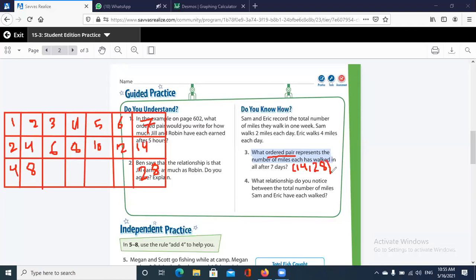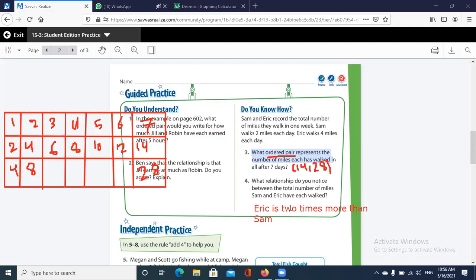Now, what relationship do you notice between the total number of miles Sam and Eric have each walked? Multiply by 2. Yes, I can say that here. You can write that with me. So, Eric is 2 times more than Sam, right? You can write that. Is there any problem with that, guys?